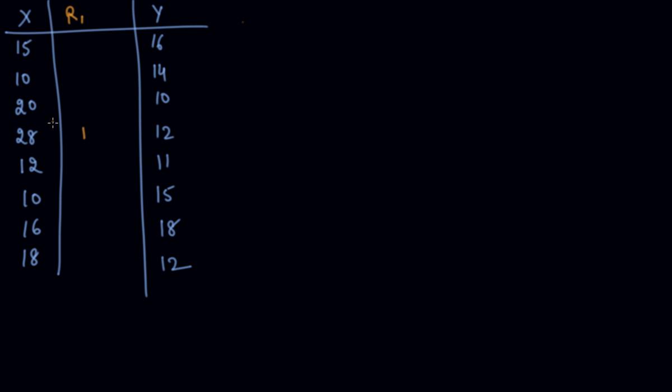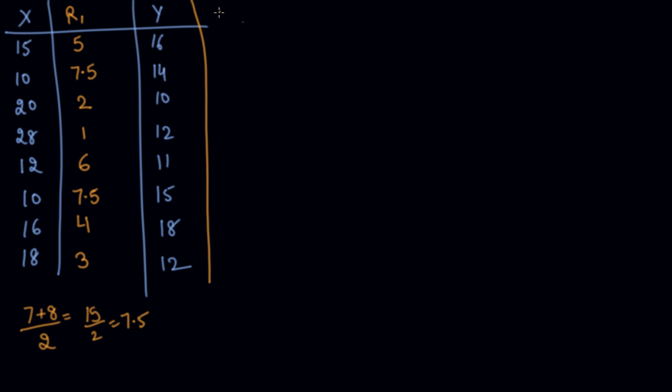After that, the second rank goes to 20. The third rank goes to 18. Then 4th is 16, then 5th rank, then 6th rank. Now 10 and 10 are the same. The items are the same, so they have to be given the same rank. The rank number 7 and rank number 8 are due. You could give this one 7 and this one 8, or the other way around. So we divide these ranks into two parts: 15 divided by 2, which is 7.5. So we give 7.5 to this and 7.5 to this.